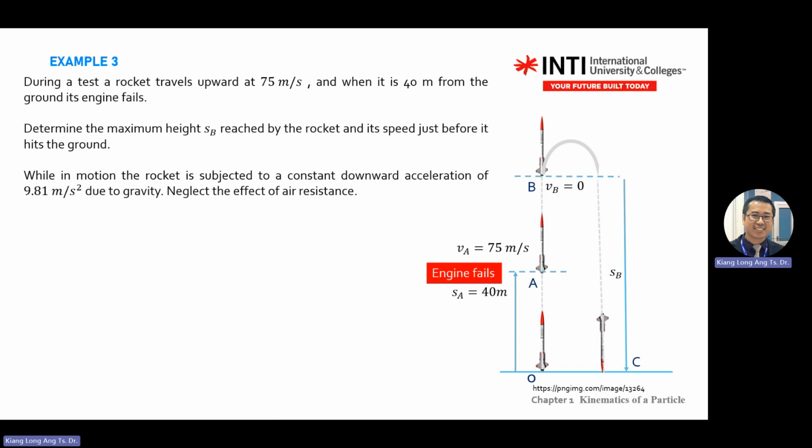So you need to find the SB and the speed before here, means at point C. The important thing is you label your location and what happened at a certain time or distance. That is the boundary condition that you need to be aware of.